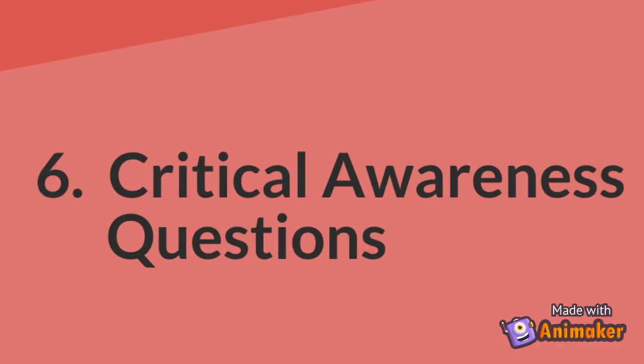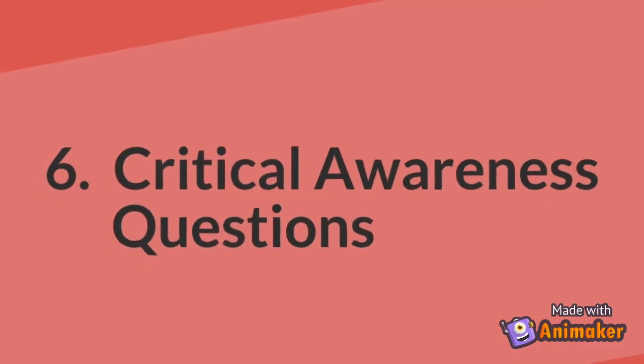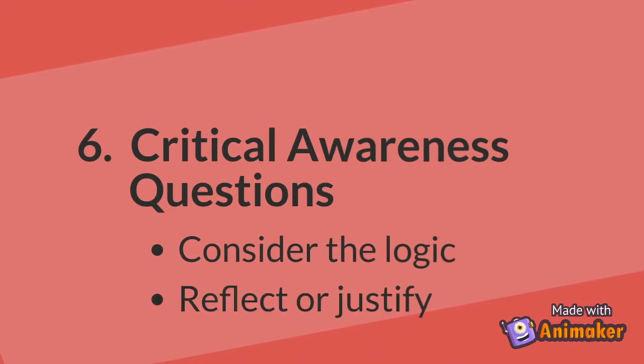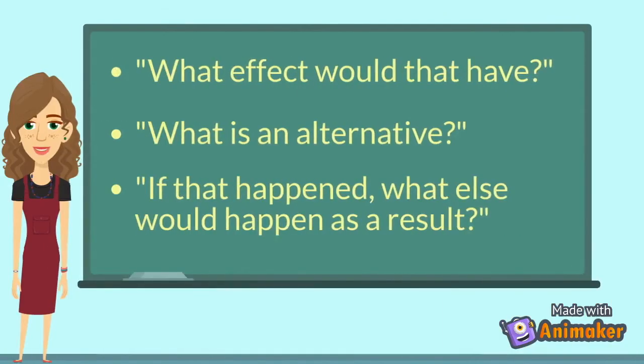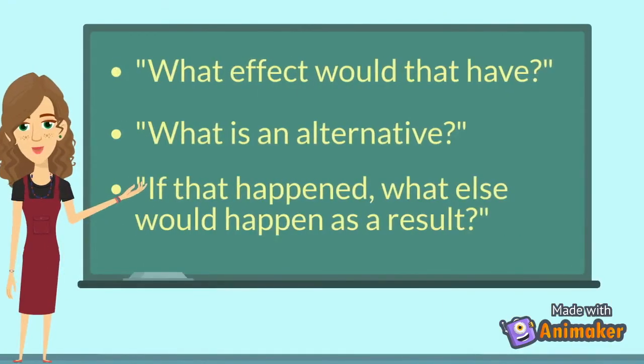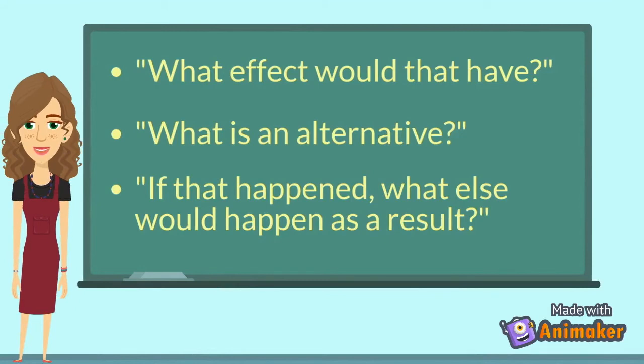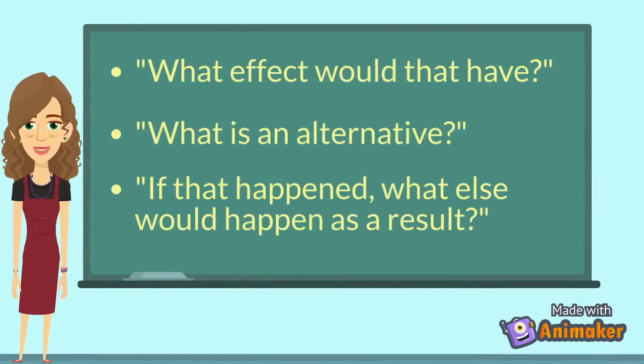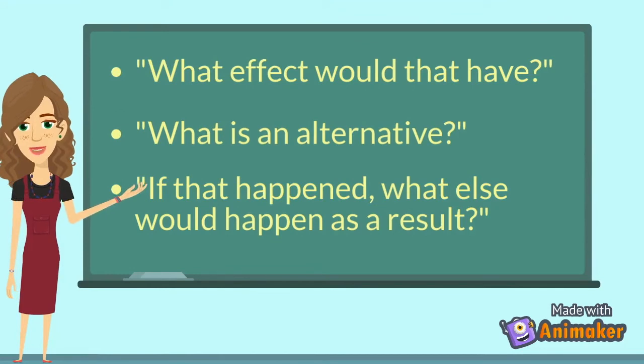The sixth type is critical awareness questions, which help students consider the logic of their argument. These questions ask students to reflect on or justify certain aspects in their writing. Some examples of critical awareness questions are, what effect would that have? What is an alternative? And if that happened, what else would happen as a result?